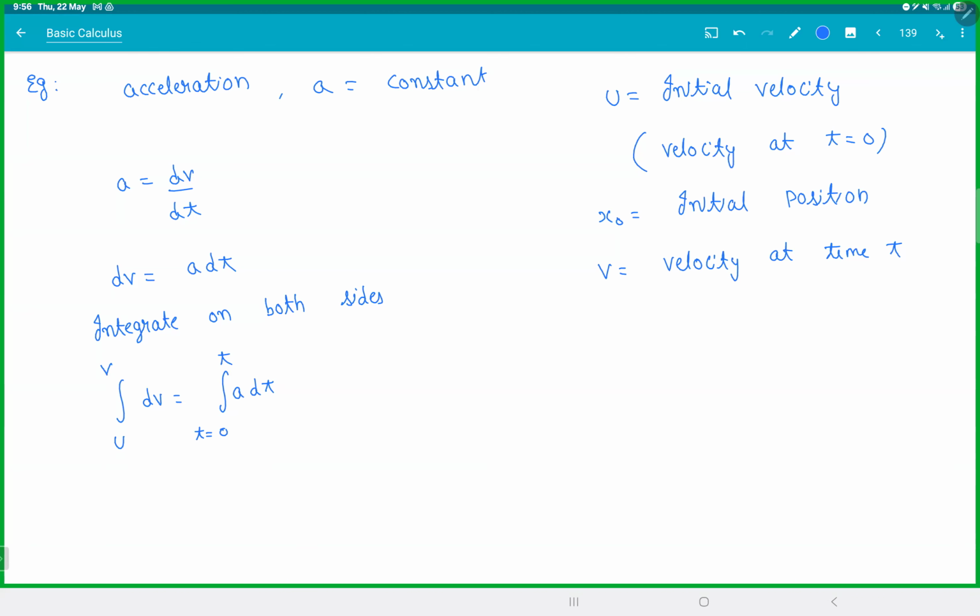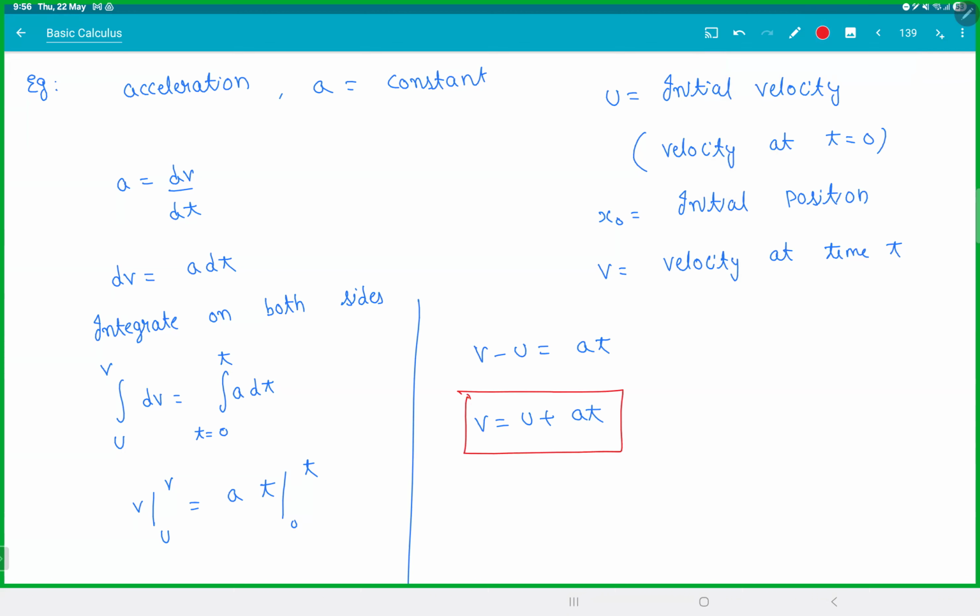Now integrate on both sides. This is dv, so that will be v only. Limits will go from u to v. a is a constant, so this will be t. Limits will go from 0 to t. Now, if you substitute the limits, I'll get v minus u is equal to at. This is v is equal to u plus at. Ever seen this equation anywhere? This is your first kinematics equation, v is equal to u plus at. Clear with that? Next thing.